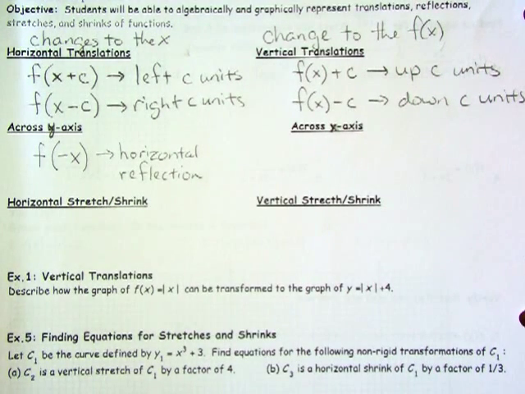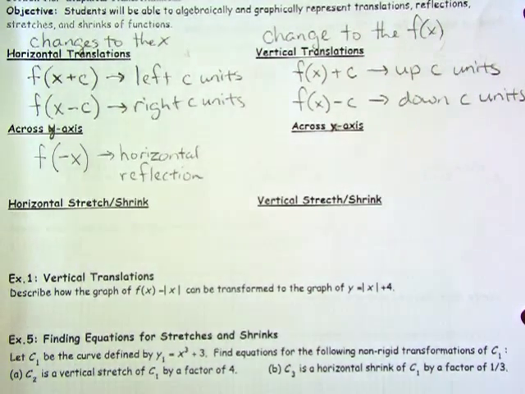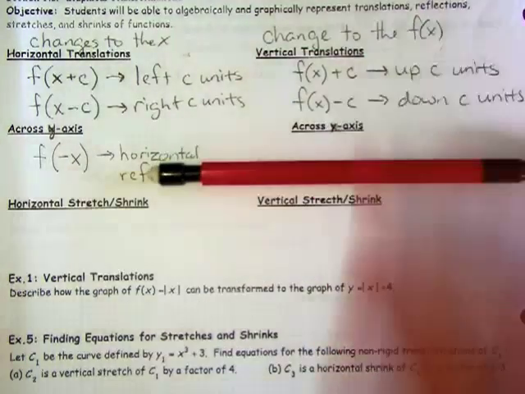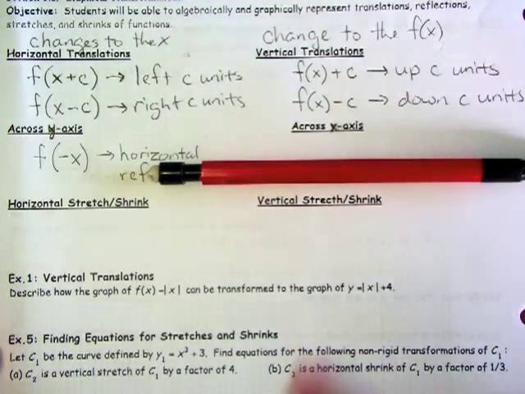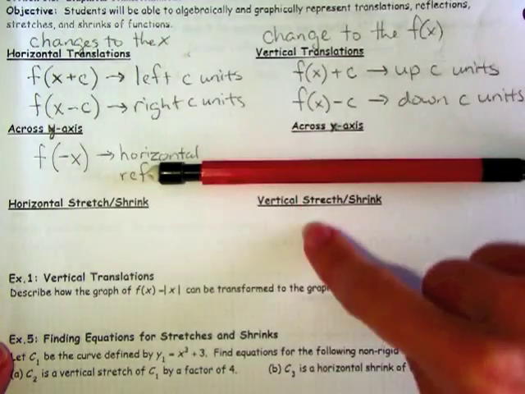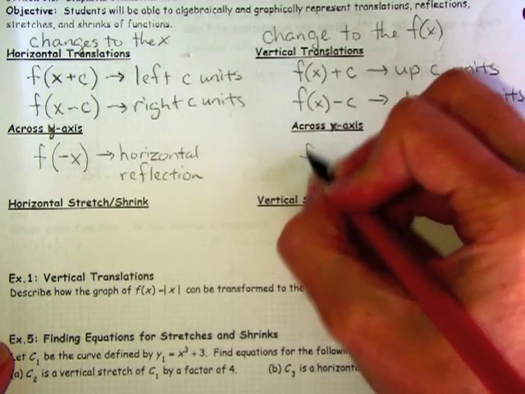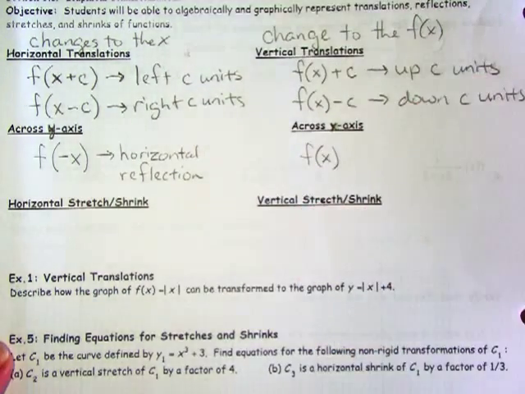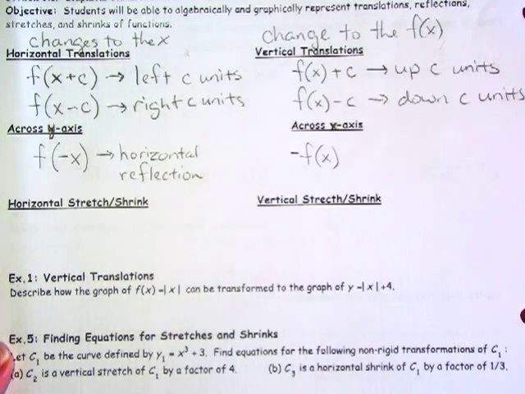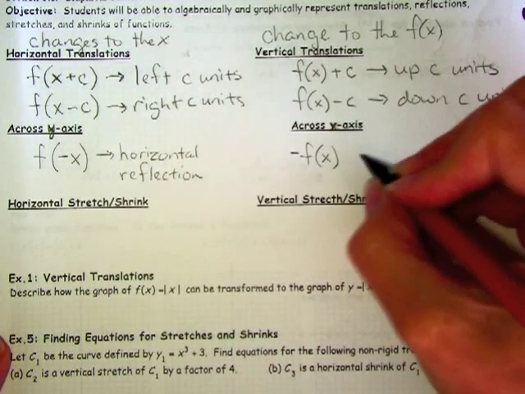Okay, similarly, a reflection across the x-axis is a vertical change. That means I'm moving up and down as I'm reflecting across that axis. So it's applied to the y values or the whole function's value. This time, instead of taking the opposite of x, we actually take the opposite of the whole function. That gives us our vertical reflection.